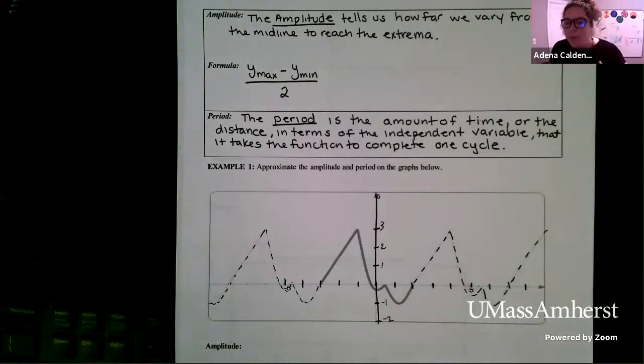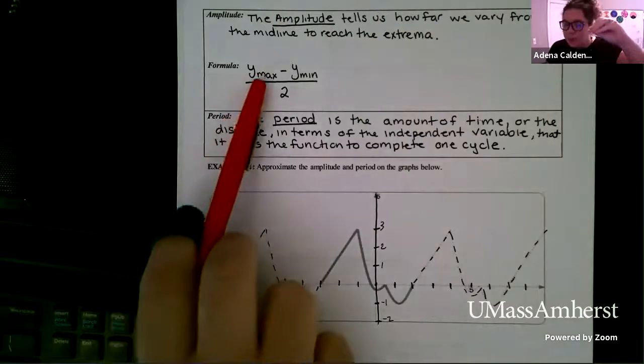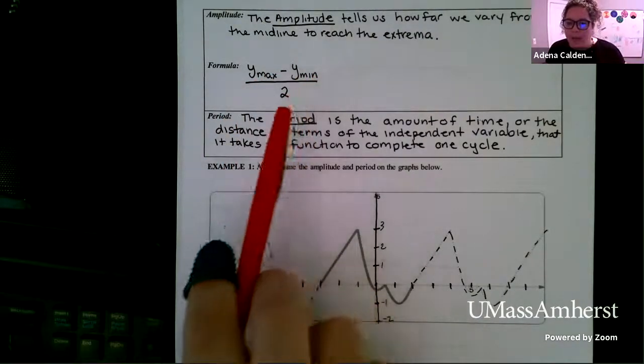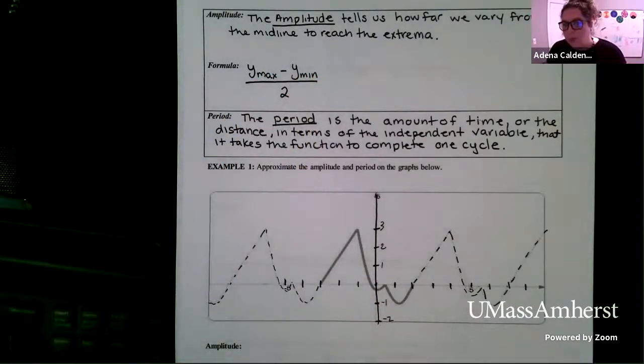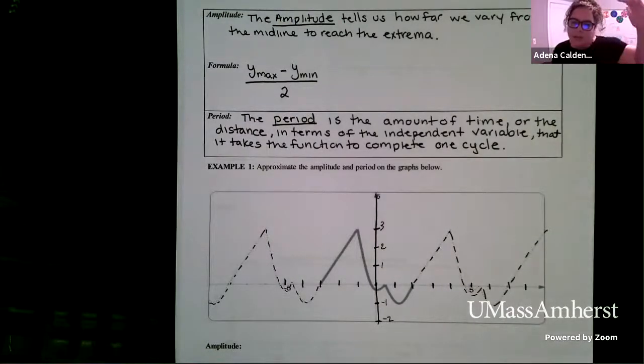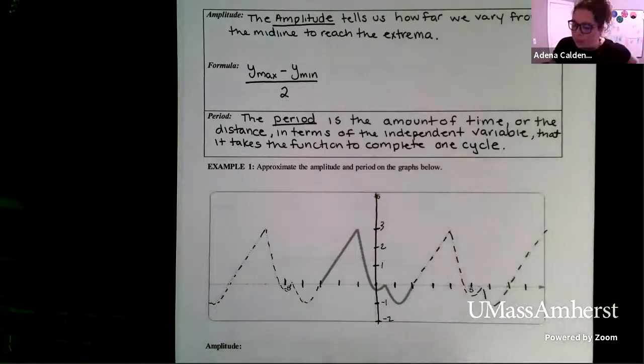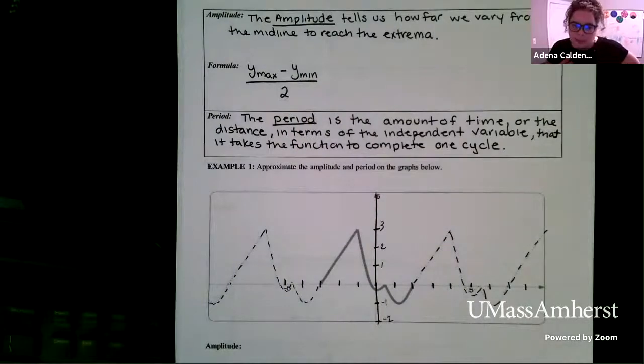The way that we figure out the amplitude for any function is we take the max and min dependent values, so the y values. We determine the max value, and then we subtract off the minimum value and divide by 2. So if we have a function that has a maximum of 10 and a minimum of 1, we would do 10 minus 1 divided by 2. This will work to always find our amplitude for a particular function.